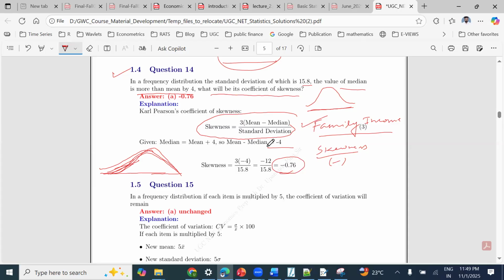Sir, if the curve is positively skewed, then it indicates there are fewer inequalities. Why? Because mode is greater than median, and median is greater than mean.